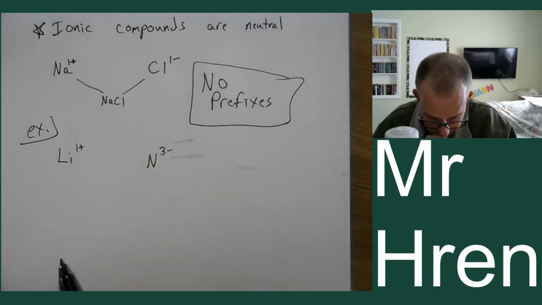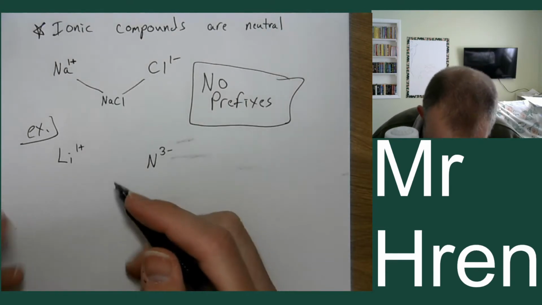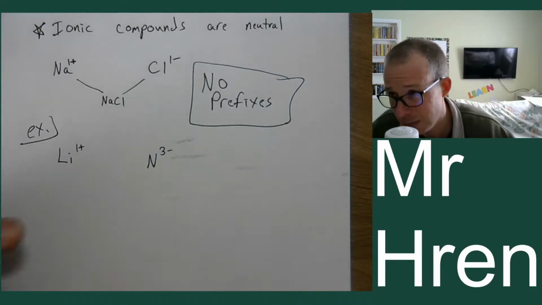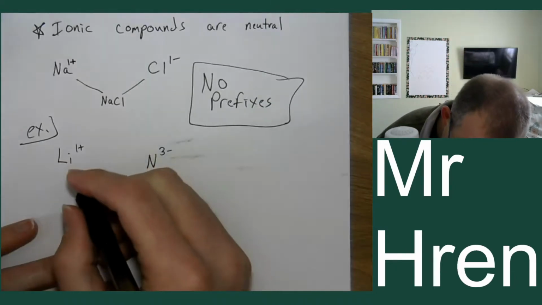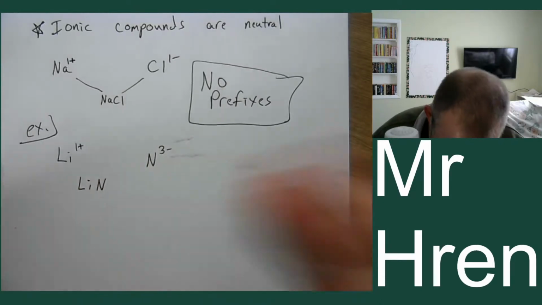Now, the ratio here is pretty easy to figure out once you see the pattern and you realize it. But initially, it can be a little confusing. So let's say we did it like this. Let's say I wrote LiN.